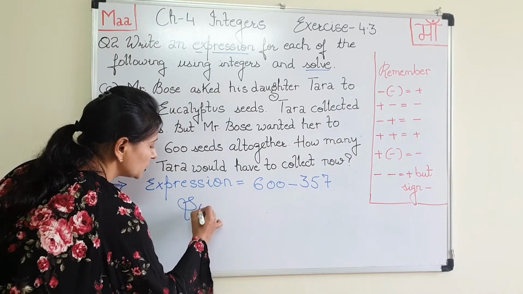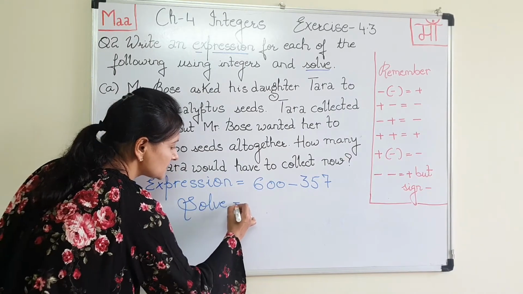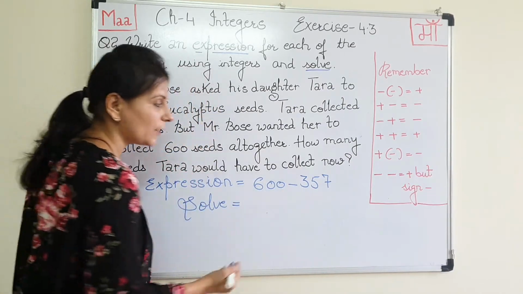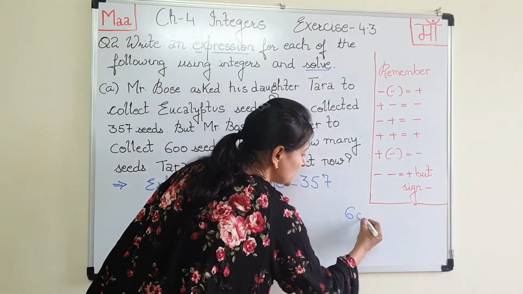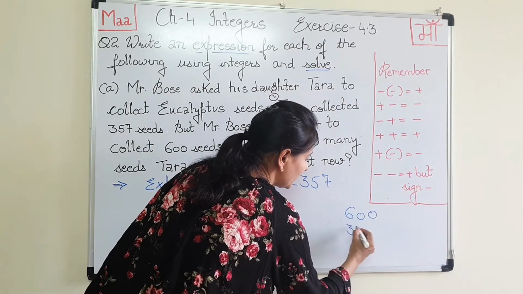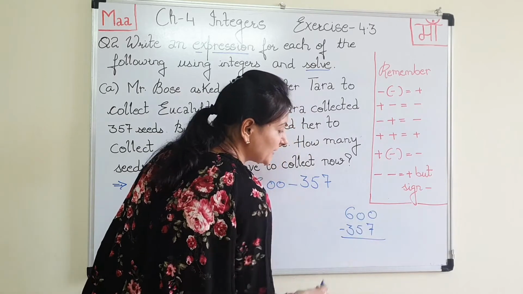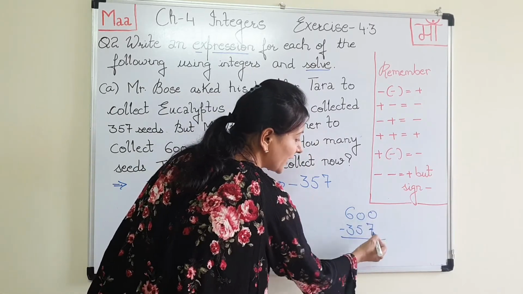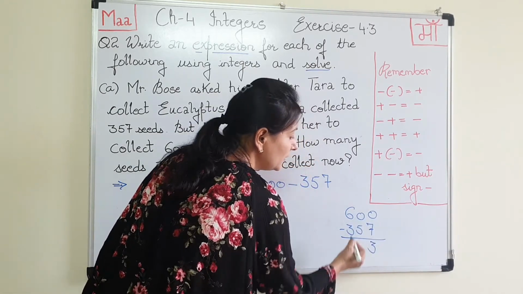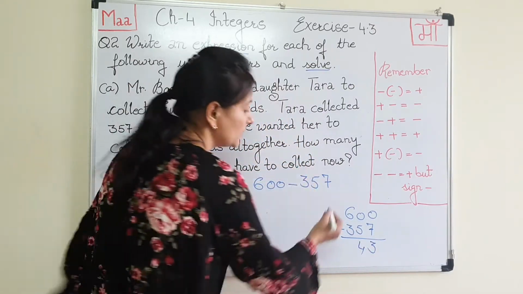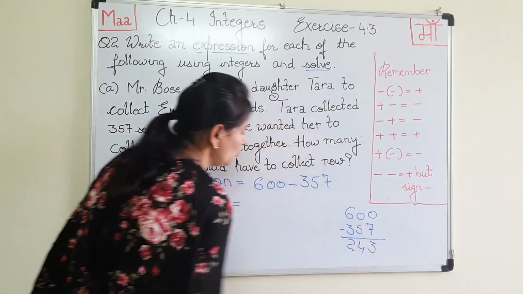Then we have to solve it in next step. So how you will solve it? It is plus, it is minus. So you have to subtract it. So how you will subtract? Write down 600 and then write down 357 and subtract it. So it will become 10, 9 and 5. So 10 minus 7 will give you 3. 9 minus 5 will give you 4 and it will become 5. So 5 minus 3 will give you 2, so the answer is 243.